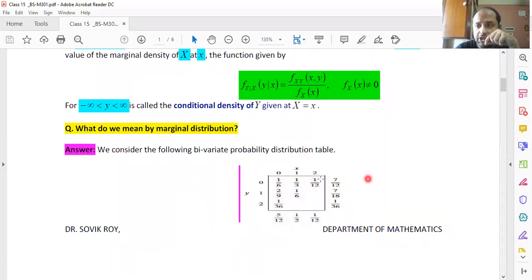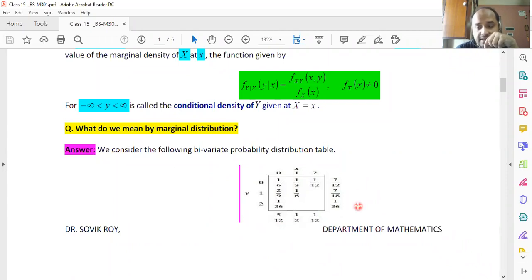It will not affect your probability, but you have to be careful in which particular cell you are putting which probability. So whether you write y on the top or y on the left, that doesn't affect our calculation. Remember, in this particular scenario, I have put small x on the top and small y on the left. And these are my extra columns, and this is my extra row.